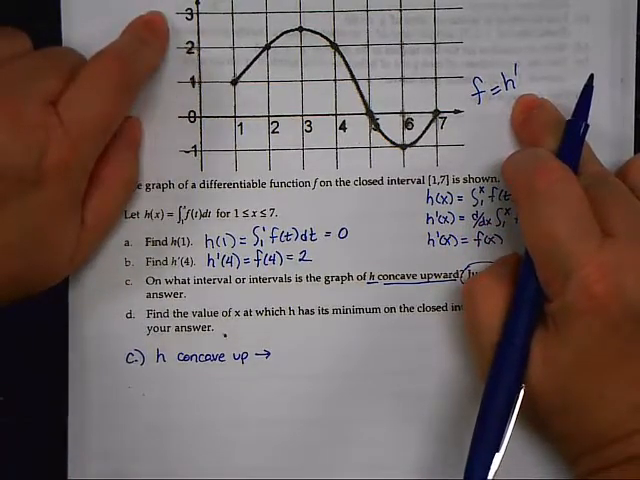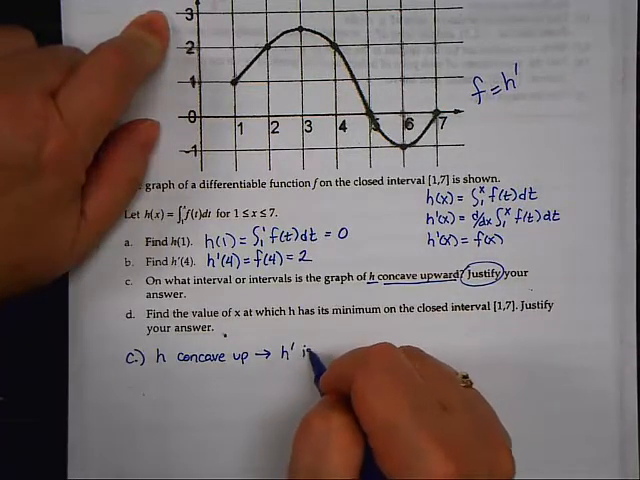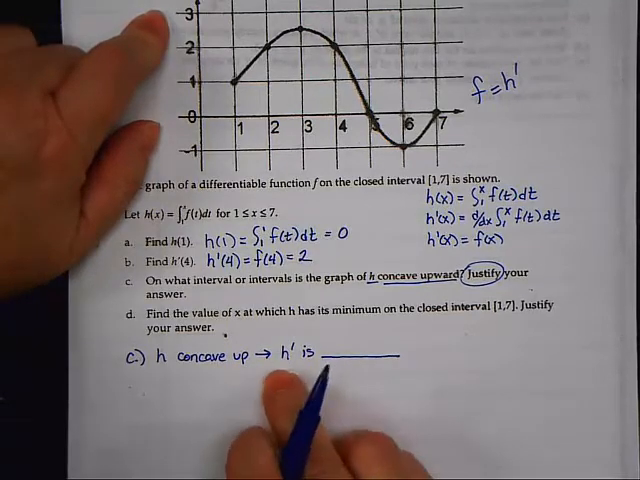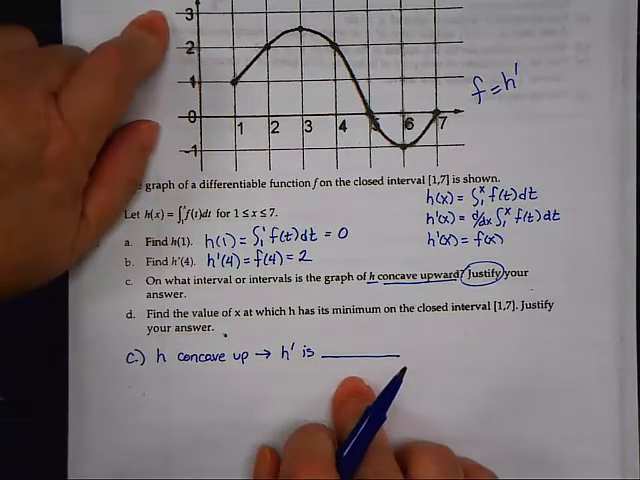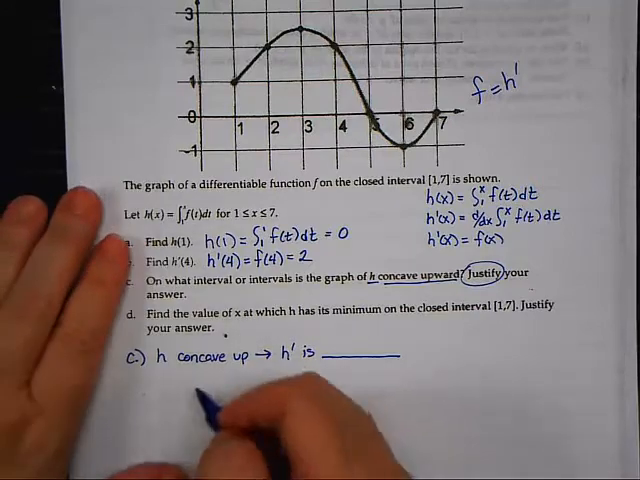I know that this is h prime, and I need you to think with me. H is concave up where h prime is what? Okay, I think there are two possible choices that your brains are thinking. Positive is one of them. Anybody thinking anything else? Increasing. Okay? So, let's do a number line to kind of prove it to ourselves.